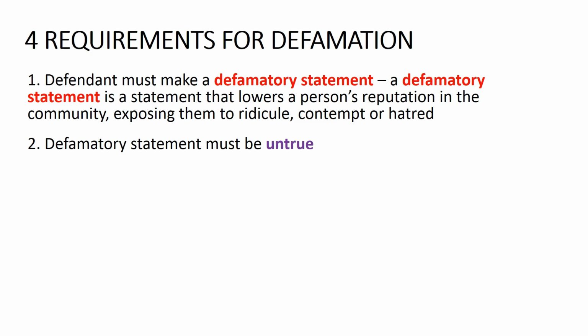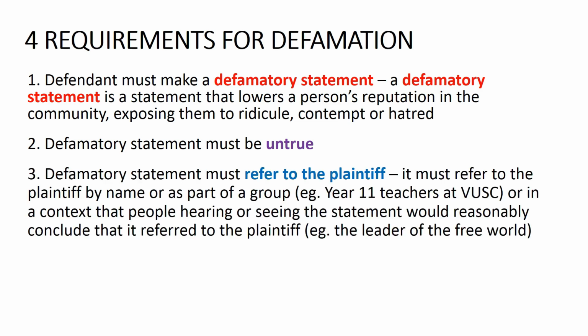The third requirement for defamation is that the defamatory statement, that is, what the defendant has said or written, must refer to the plaintiff. The defamatory statement could refer to the plaintiff by name. For example, Mr. Anderson is untrustworthy. Alternatively, the defamatory statement could refer to a group that the plaintiff is part of. For example, all Year 11 teachers at Victoria University Secondary College are untrustworthy. In that case, the statement would be referring to Mr. Anderson as he is one of the Year 11 teachers at Victoria University Secondary College.